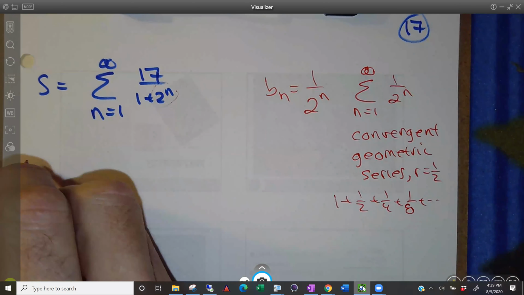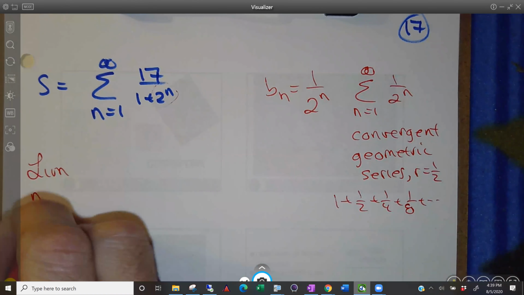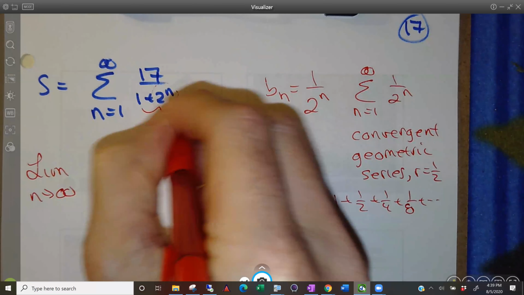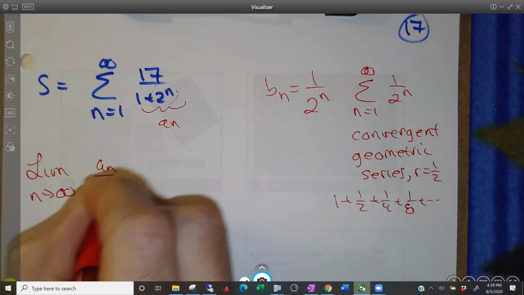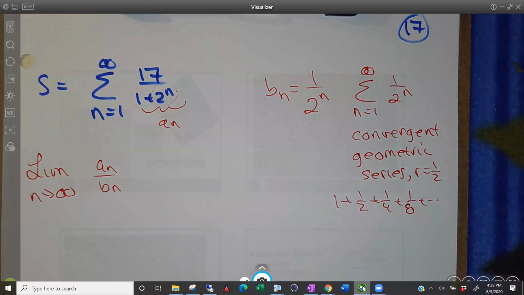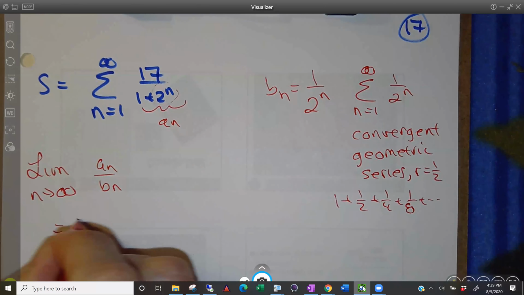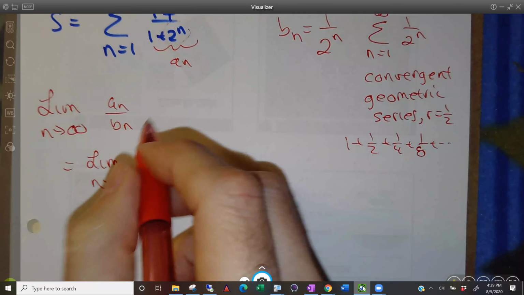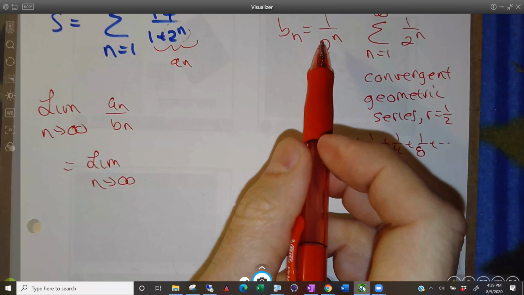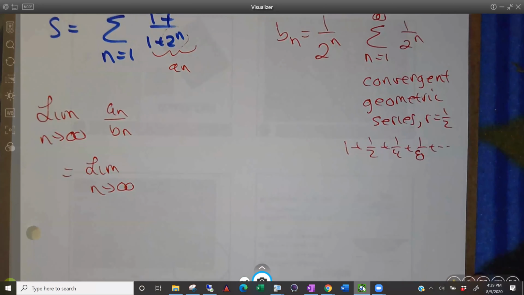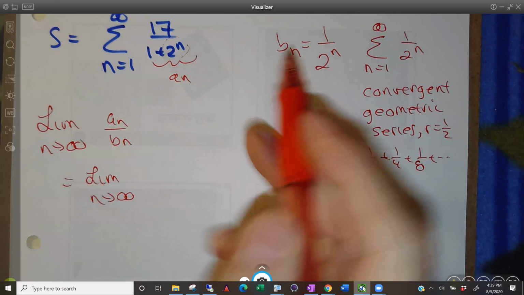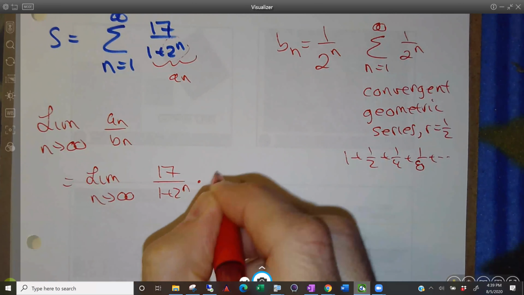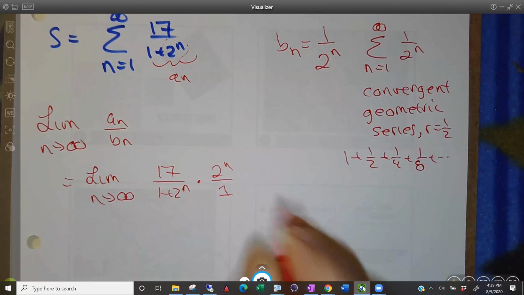Now, if you took a look at the limit as n approaches infinity of, calling that a sub n over b sub n, that would be the limit as n approaches infinity of this divided by b sub n. It's really going to be this times the reciprocal of this, 17 over 1 plus 2 to the n times 2 to the n over 1.